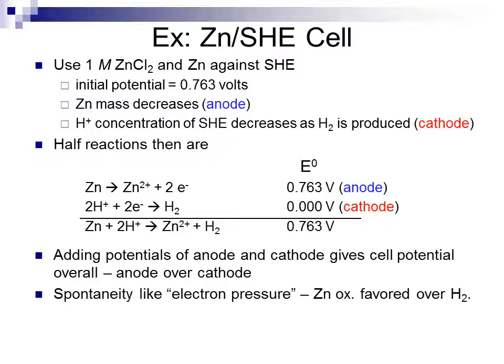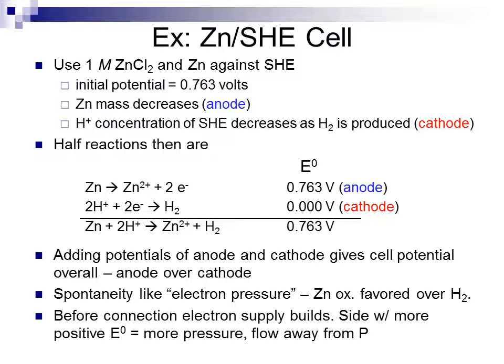The spontaneity of this reaction occurs in such a way that our oxidation is something like electron pressure. The movement of the electrons is favored from the zinc to the hydrogen rather than from the hydrogen to the zinc, due to the nature of the zinc being more easily oxidized than the hydrogen. Before we connect the electrons, it doesn't actually happen, but you can think of a building up of a supply of electrons, which then, when the connection occurs, flows like a river.